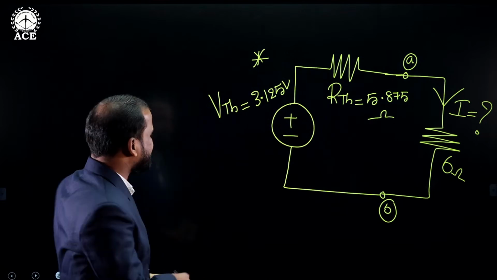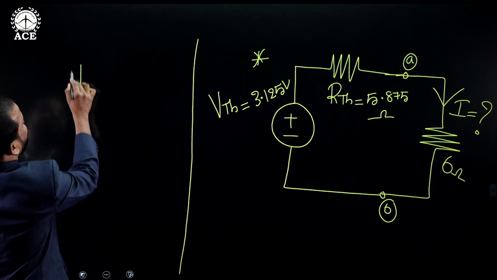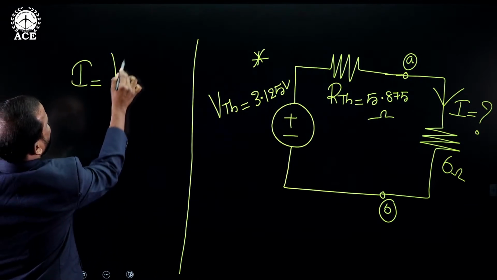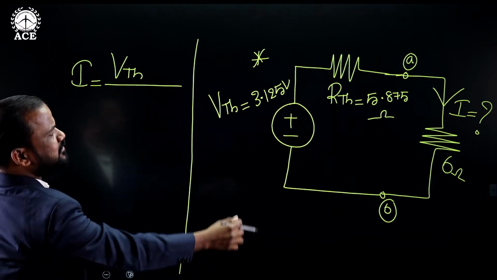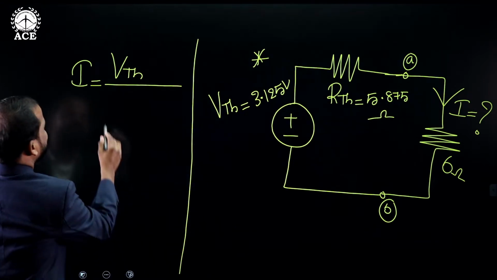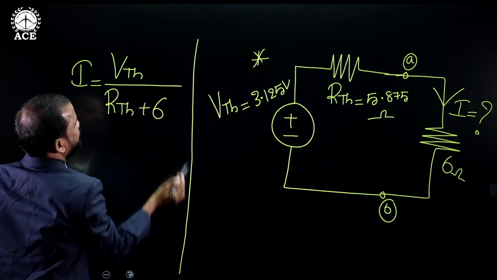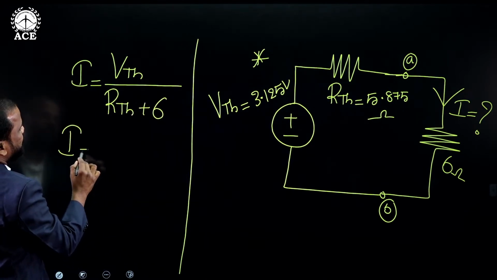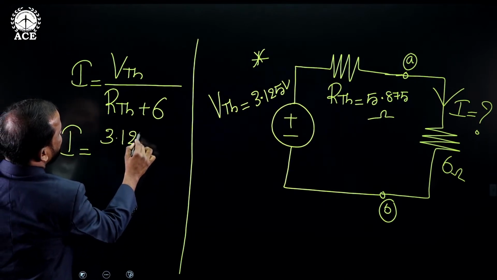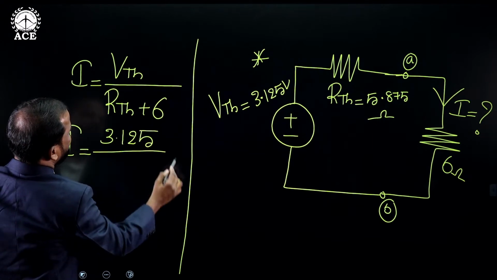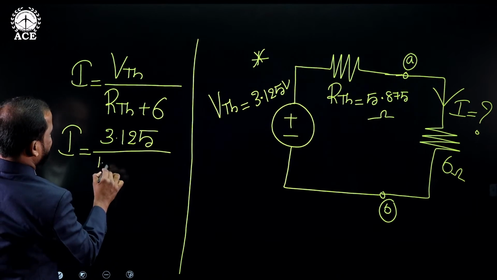That is why you can directly find this value like this. So I is equal to VTH divided by the equivalent resistance. Equivalent resistance means both are connected in series, so I can directly substitute like this: RTH plus 6 ohms. So here I is equal to, what is the value of VTH? 3.125, divided by, what is the value of RTH? 5.875.